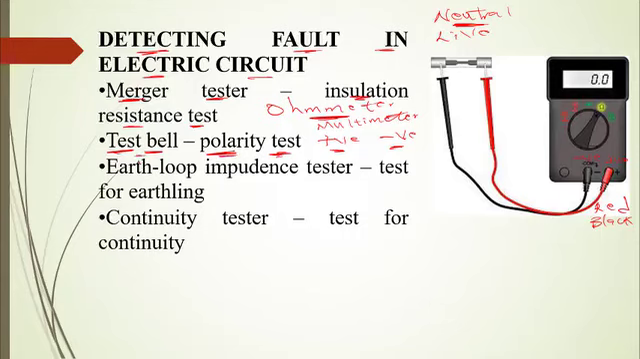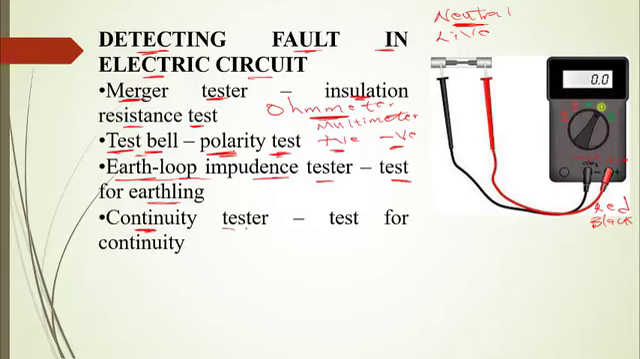Another kind of testing that we use to detect faults in an electric circuit is called the earth loop impedance tester. It is a kind of test where we have to test for the effectiveness of the earthing. Was the building earthed properly? Was the device earthed properly? So we use the earth loop impedance tester to confirm these facts.